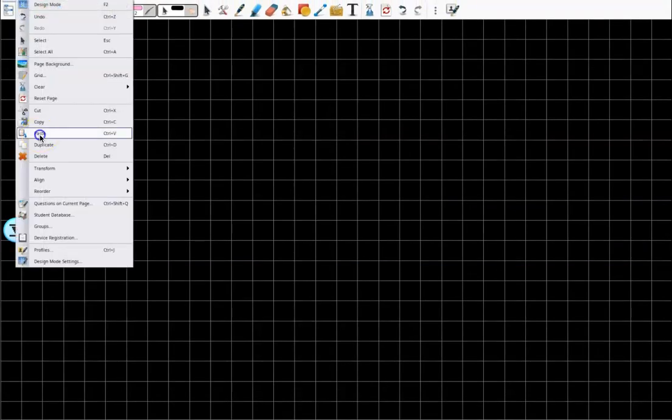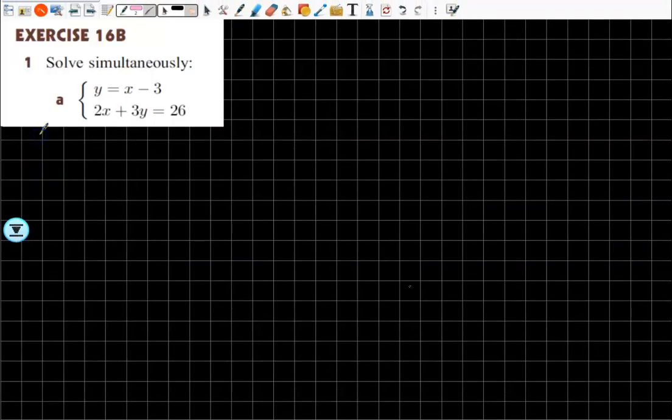Okay, so we've got edit, we're going to paste, and here we go. Let's fill yellow. Dark yellow. Okay, so again, solve simultaneously. This is under the section of substitution. And so nicely, we've got again y equals. So that's what we focus on. And we're going to sub that into the other equation. Happy with that?